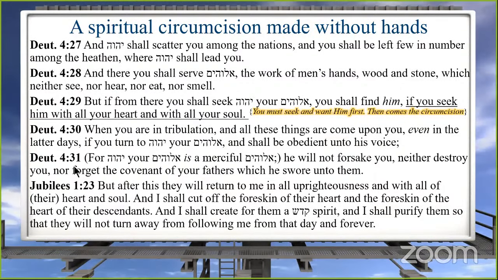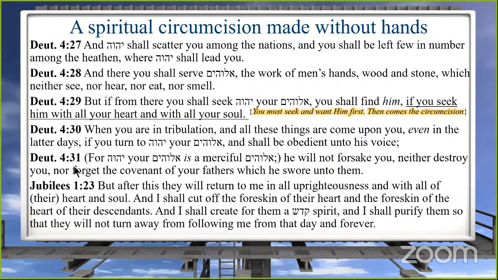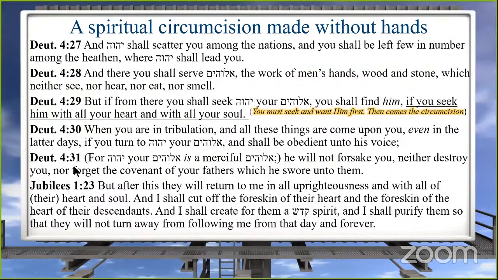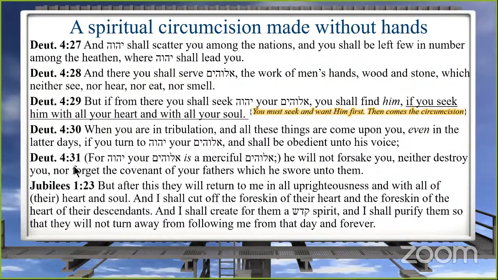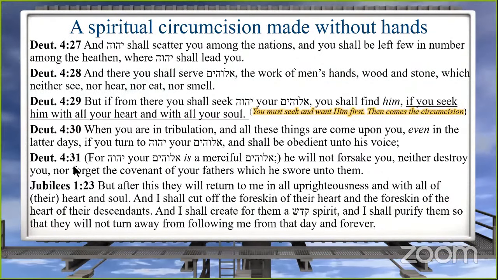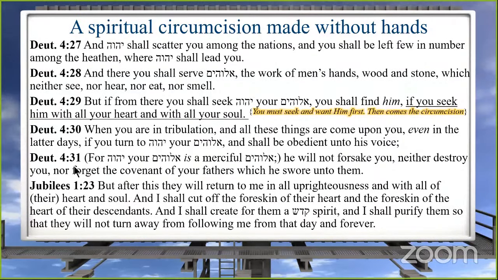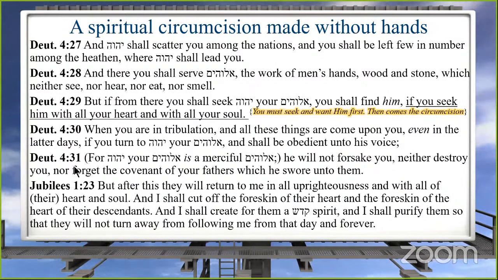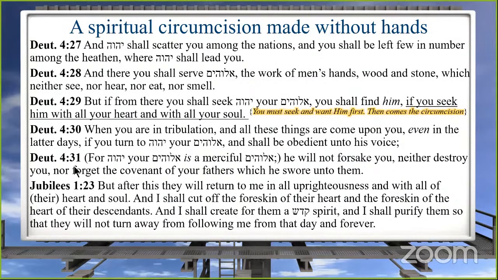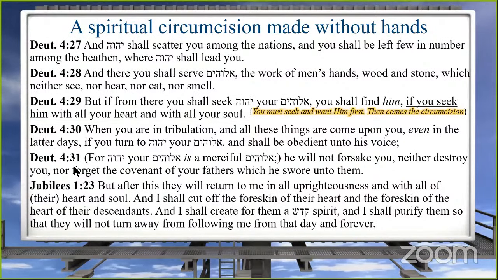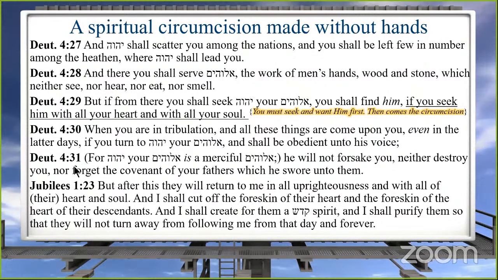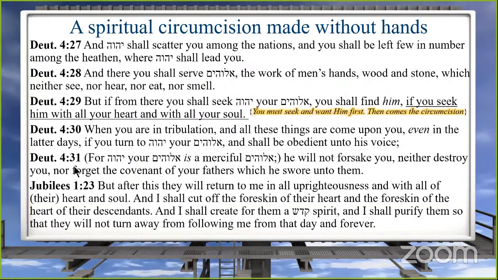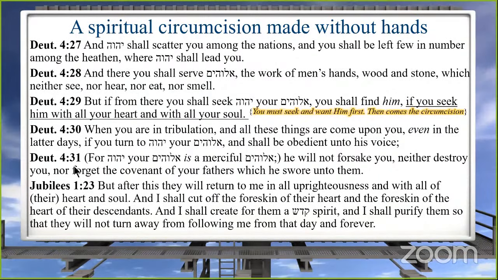So I added Jubilees here. It says, but after this, they will return to me in all uprightness and with all their heart and soul. So they're going to do that first. Okay. And I will cut off the foreskin of their heart and the foreskin of the heart of their descendants. And I shall create for them a chodesh, or a set apart spirit, and I shall purify them so that they will not turn away from following me from that day and forever.